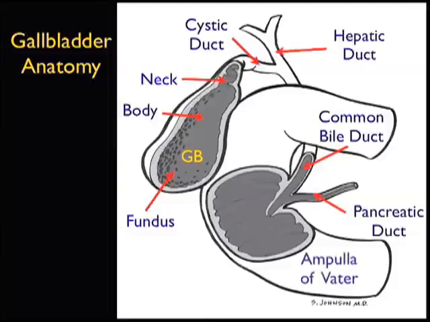The confluence of the cystic duct and hepatic duct forms the common bile duct, and stones lodged within this area can cause choledocholithiasis. We also see the pancreatic duct joining to the common bile duct and dumping into the duodenum at the second part of the duodenum, located at the ampulla of Vater. Stones that may lodge here can cause gallstone pancreatitis.